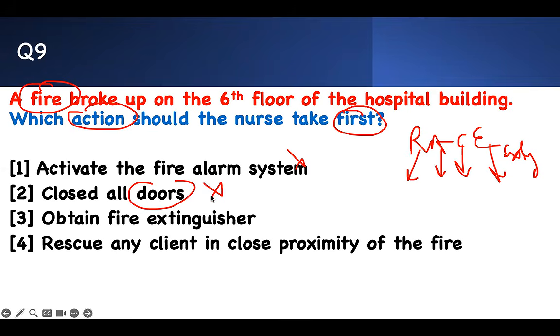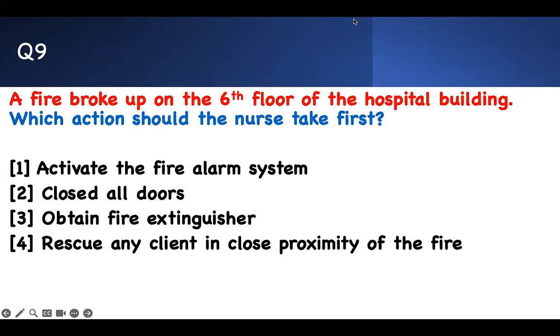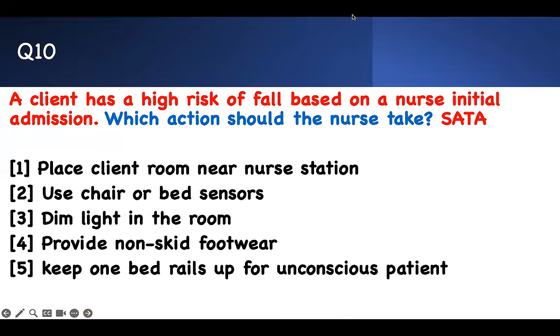Somebody is dying near the fire. Obtain a fire extinguisher, okay. Rescue any client in close proximity of the fire, yeah. This guy needs to be rescued first, then you activate the alarm, close the doors, and then do whatever you've got to do to evacuate and extinguish everything. Okay? Number 4 is your first thing you should do.